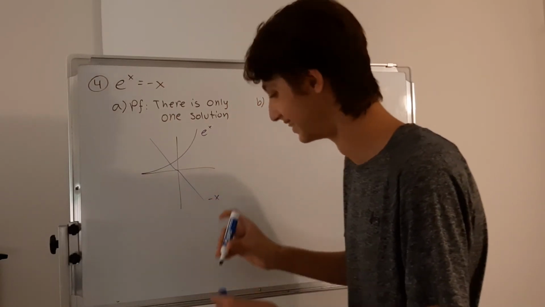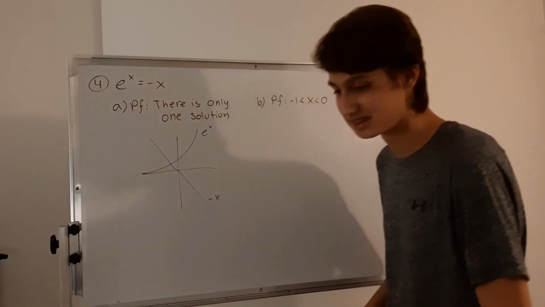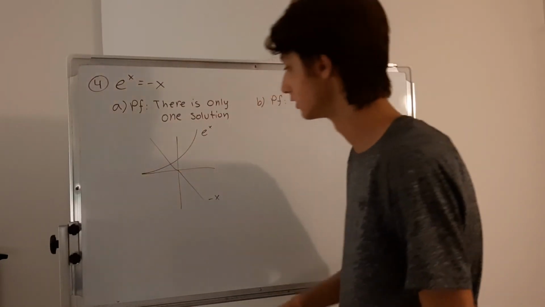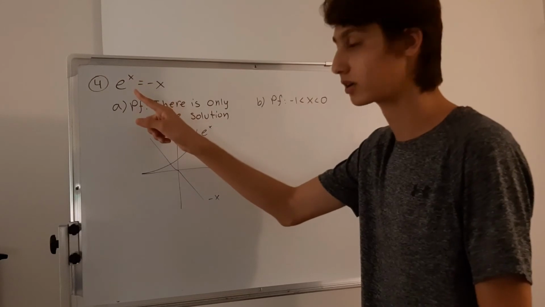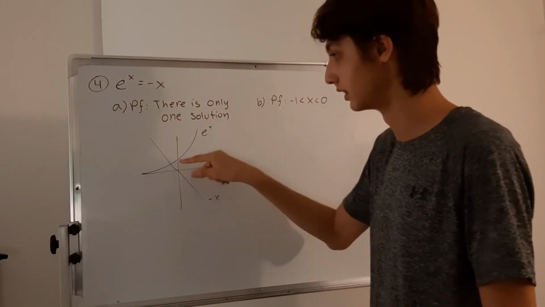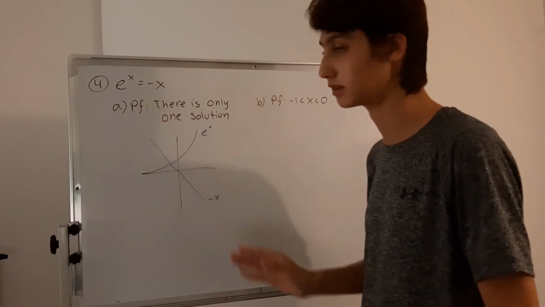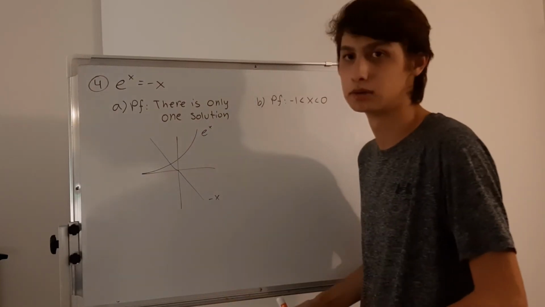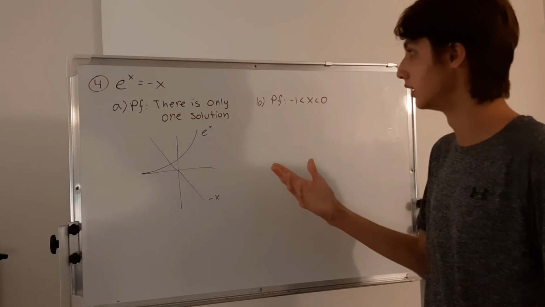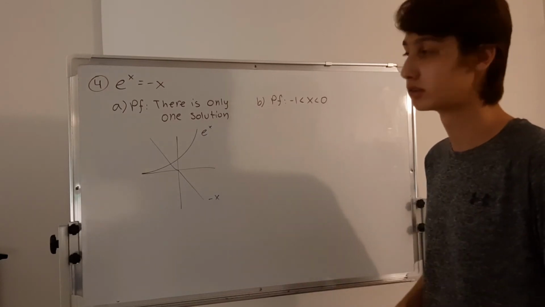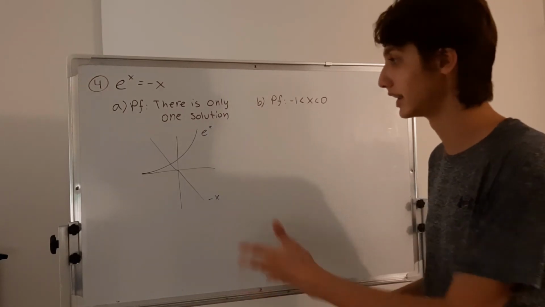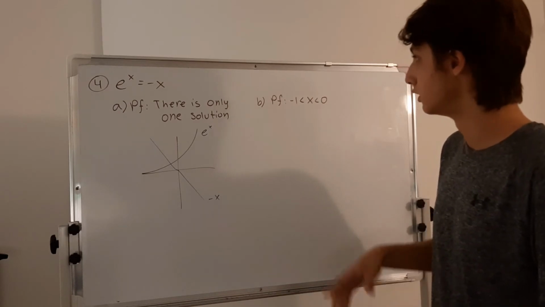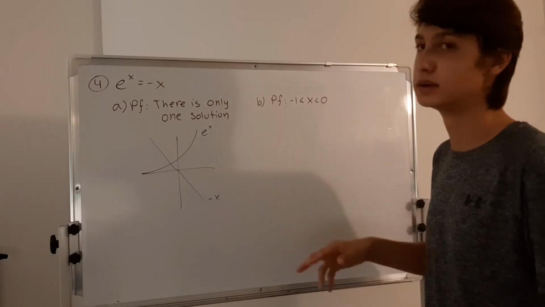That's a straight line. And so all we need to do is just show that this is going to keep going that way, and this is going to keep going that way, so they're never going to intersect again. If you can explain that, you've proved it. So that's it. We proved it. There's only one solution. It's never going to touch again. It can't. So now we're going to prove that that solution is between -1 and 0.